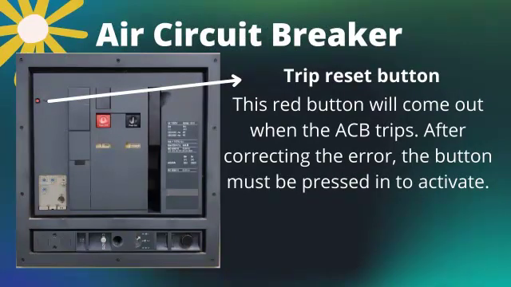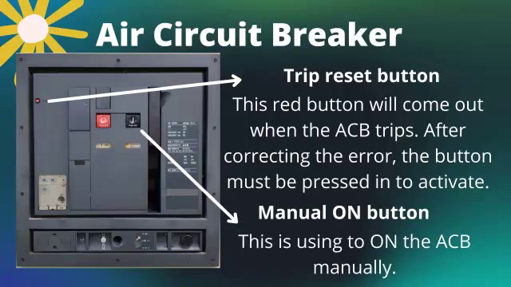Trip reset button. This red button will come out when the ACB trips. After correcting the error, the button must be pressed in to activate. Manual on push button. This is used to turn on the ACB manually.